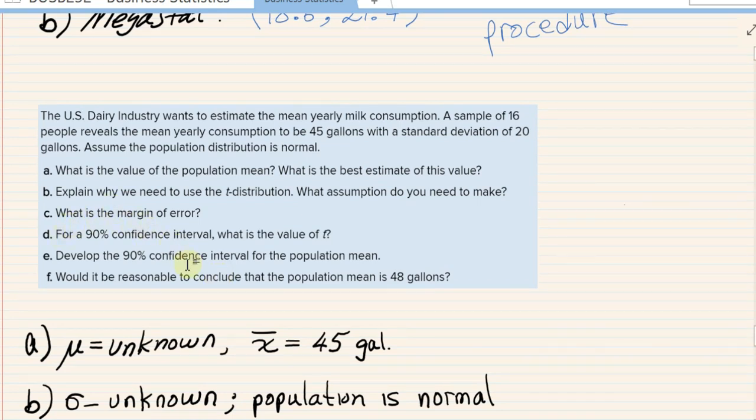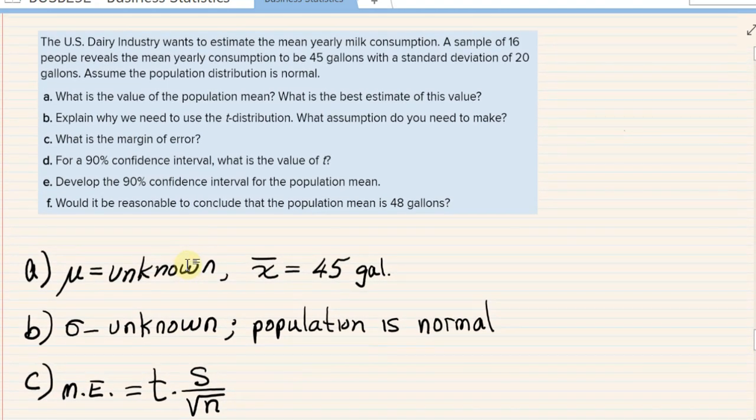In part C, what is the margin of error? Well, right now I'm just giving a generic margin of error because in order to determine the actual numbers, we need a confidence level. We need to construct a confidence interval, then determine the margin of error. So I'll do that after we do the confidence interval. But at this point, the best we can do for part C, margin of error is t times s over root n.